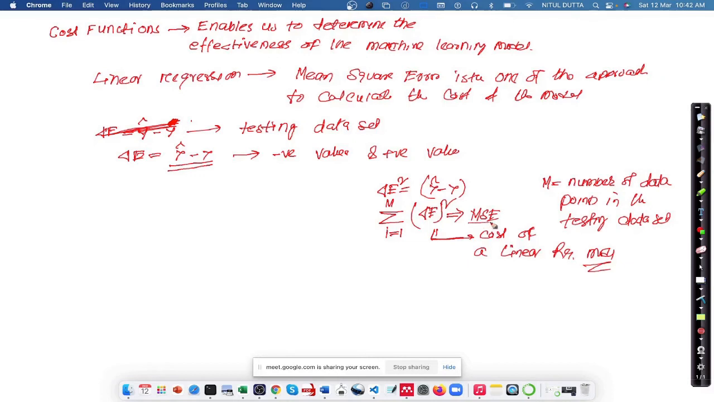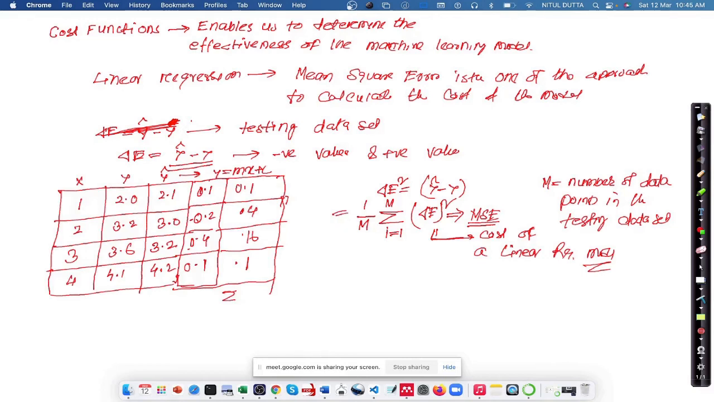Mean square error: in order to calculate the mean square error, we divide this component by the total number m. We write MSE, mean square error, by taking the average, 1 by m. This is the formula for calculating the mean square error.